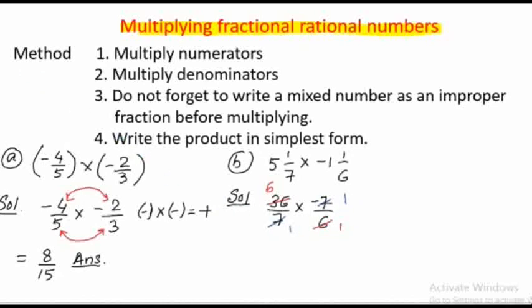Now after this we have to multiply numerator with numerator and denominator with denominator. So 6 into 1 we get 6. Minus sign is here, so put minus sign, and 1 into 1 is 1 only. So our answer is minus 6.